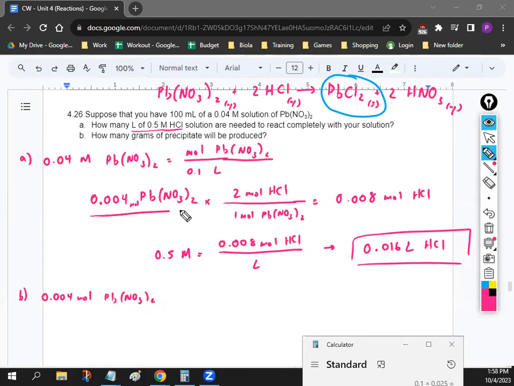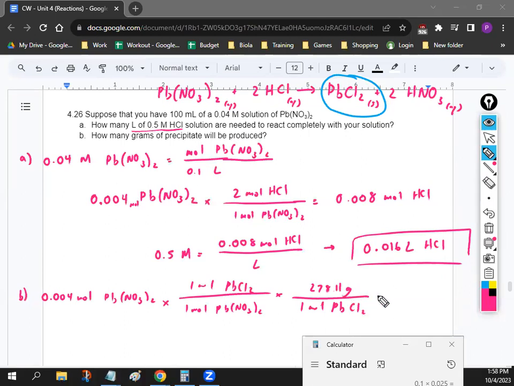We found that, but we also have moles of lead nitrate. We can also do it from here. Either or is fine. You can do it both ways. So you're gonna take our moles of PbNO3 and do the mole ratio: 1 mole of lead nitrate to 1 mole of lead chloride. And then you can just use the molar mass of lead chloride, which is 278.11 grams. That will give you a final answer of 1.11 grams of PbCl2. That's it. So awesome.